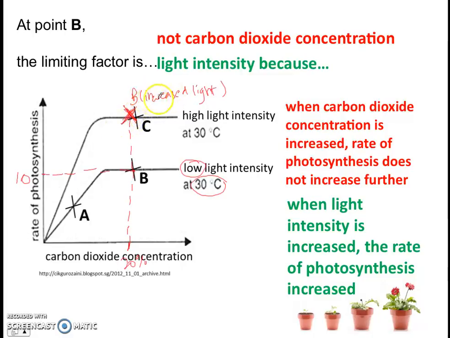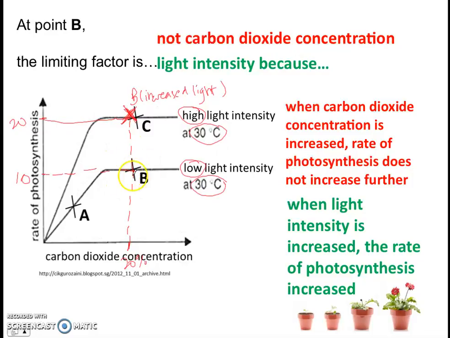Now at B with increased light, what are the conditions? Because B with increased light is on this top curve, the conditions are high light intensity, 30 degrees Celsius, and still 20% carbon dioxide concentration. So at 20% carbon dioxide, 30 degrees Celsius, and high light intensity, the rate of photosynthesis, let's say, is about 20 units. So let's compare point B with B increased light. And you can see that when I increase the light intensity from low to high, the rate of photosynthesis actually increased.